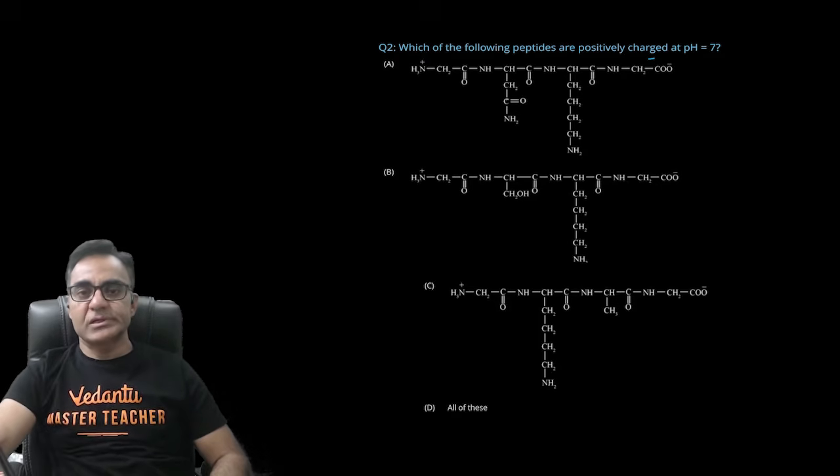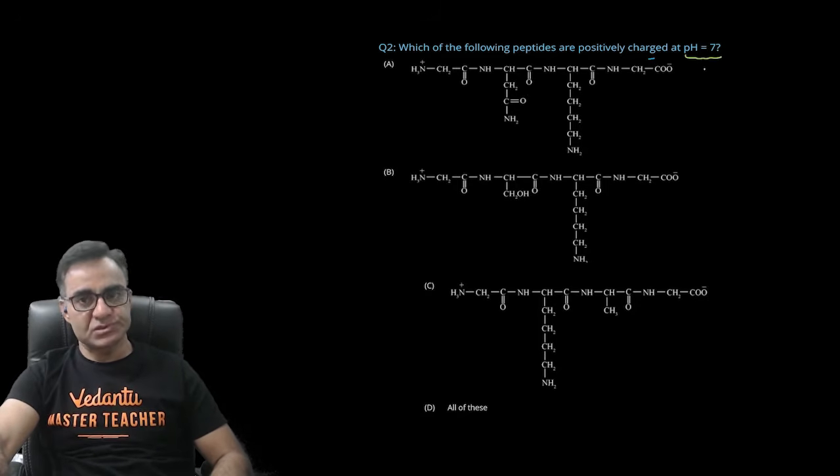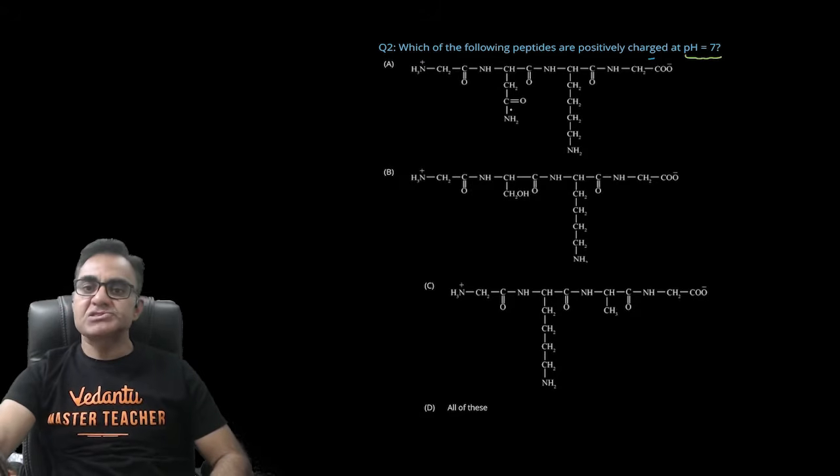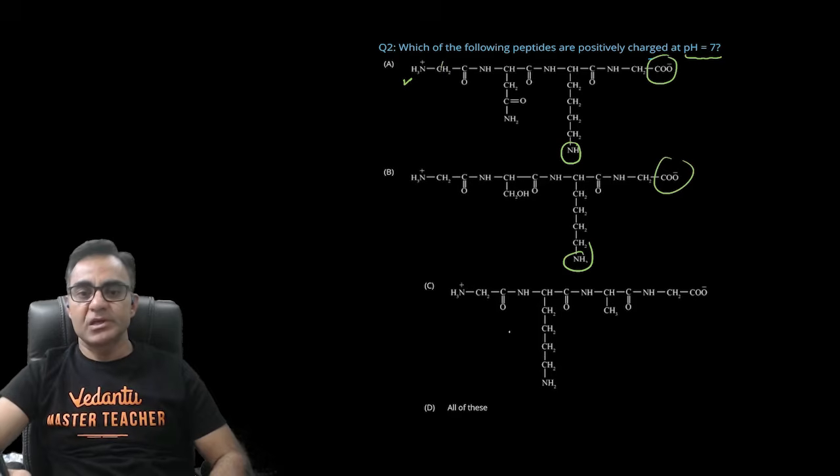In this question, there are three peptides given. I have to check which peptide exists as a positively charged structure at pH 7, that means a neutral solution. So looking at the peptide structures of all these amino acids, consider option A: we have two basic groups and one acidic group. In the second option also we have two basic groups and one acidic group. In the third option, two basic groups and one acidic group.